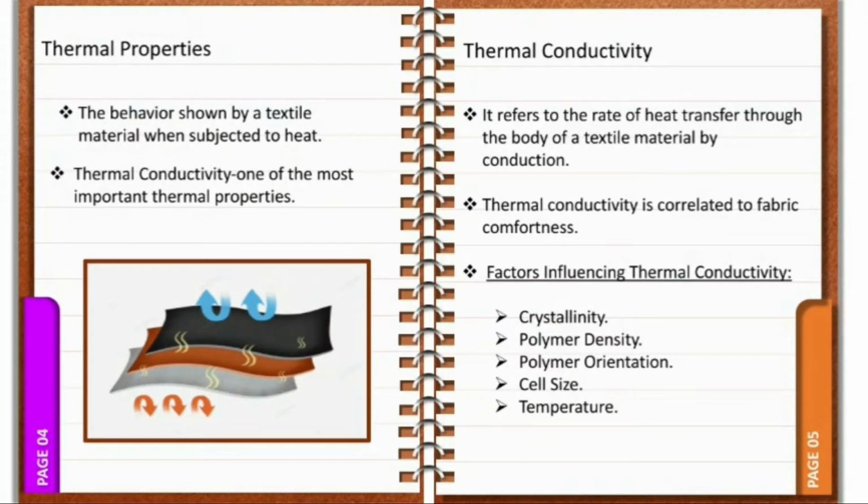Finally, we'll learn some thermal conductivities of the commonly used polymers. Cotton has a thermal conductivity of 71, silk 50, wool 54, nylon 250, polyester 140, and finally cellulose acetate 230. So this is the end of my part of the presentation.